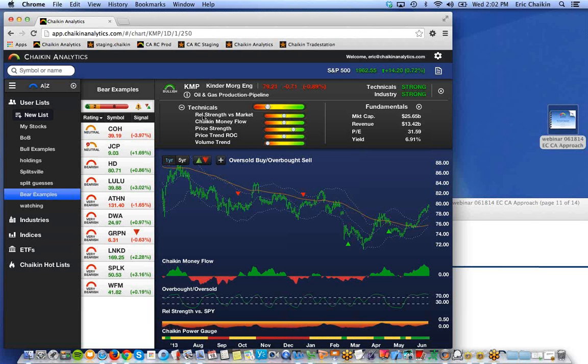So these look at specifically performance relative to the market, persistency of Chaikin money flow, and price strength, which means position relative to particular averages, position relative to particular trends. This is the acceleration toward or away from particular trends. And this is the trend in the volume, which actually is predictive.